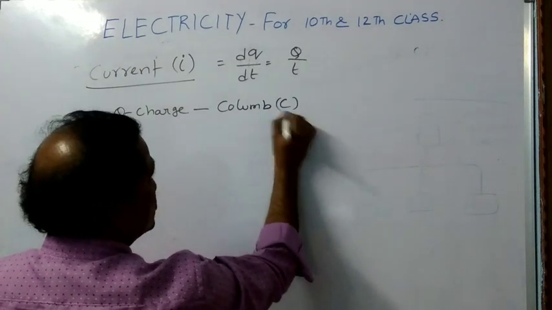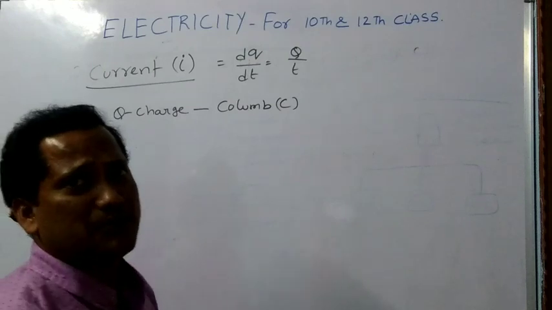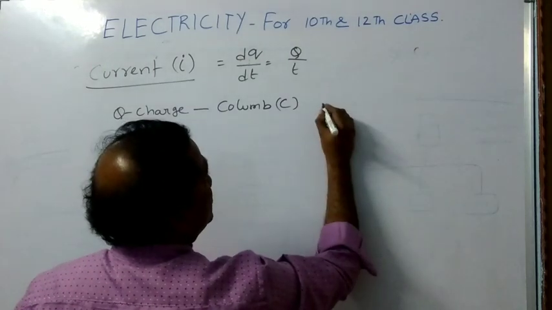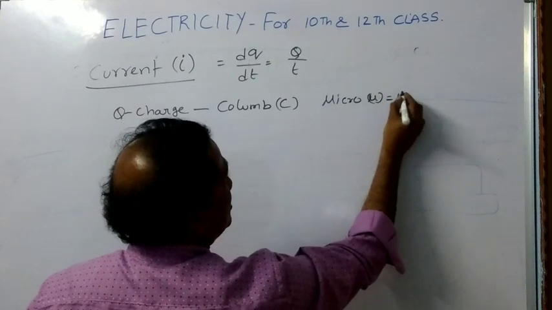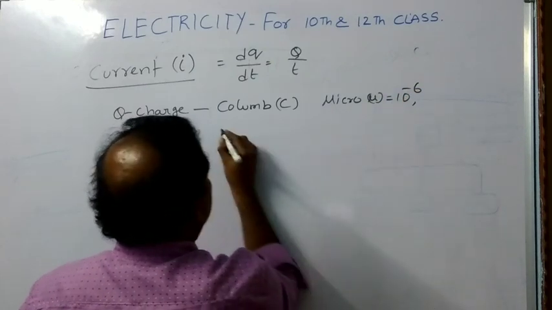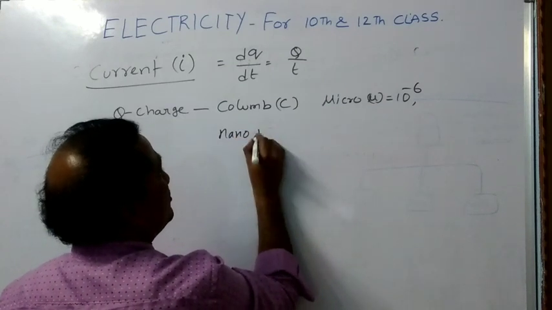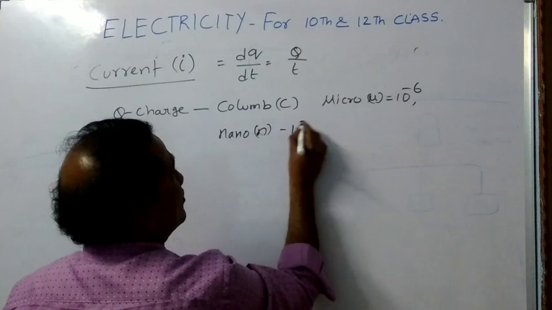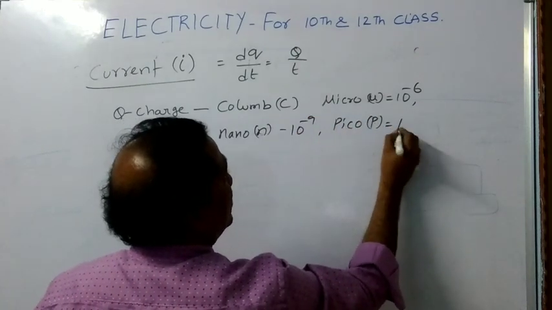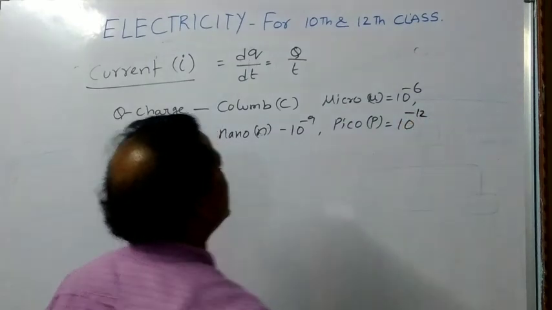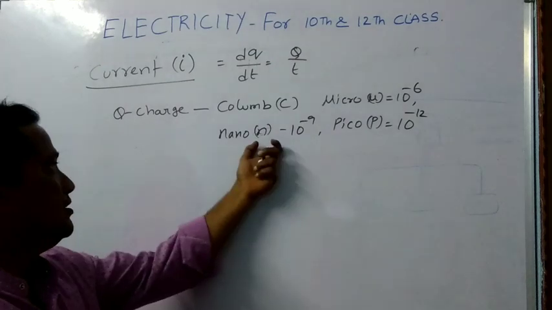The symbol is C. From a mathematical point of view, in problems, coulombs are generally used in microcoulombs. Micro stands for mu, which is 10 power minus 6. And nanocoulombs: nano, symbol small n, is 10 power minus 9, and pico, small p, has the value 10 power minus 12. So microcoulombs, nanocoulombs and picocoulombs, generally these values are used.